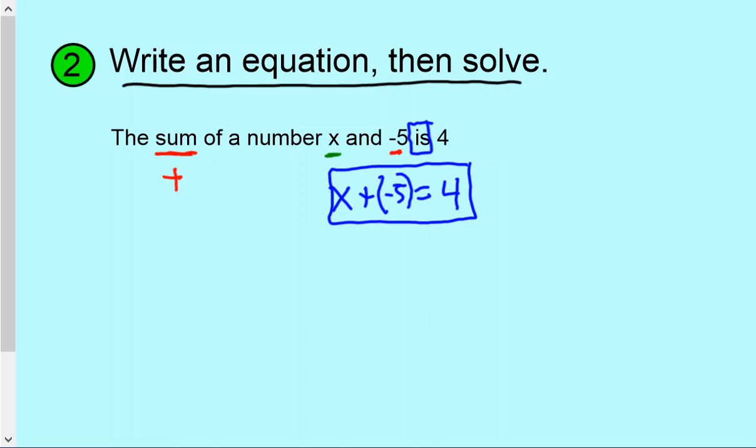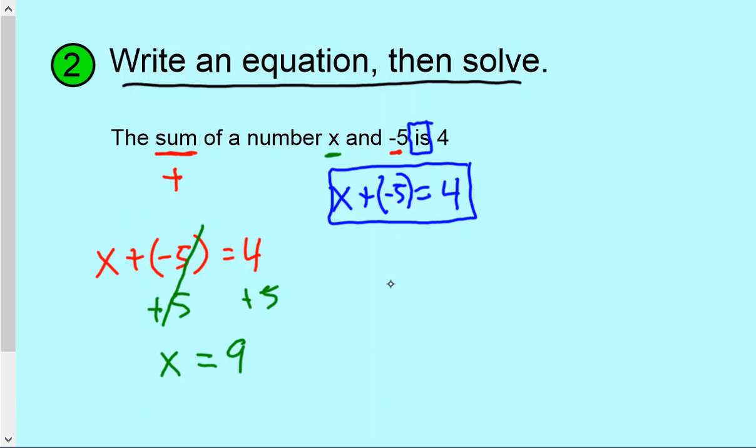Now we're going to solve for x. We have x plus negative 5 equals 4, and we want to isolate the variable on one side. In order to do that, we need to do the opposite of negative 5, which is adding 5. So we add 5 to get rid of the 5 next to the variable. If we do it on one side, we have to do it on the other side. These would cancel out, and we would be left with x equals 9.